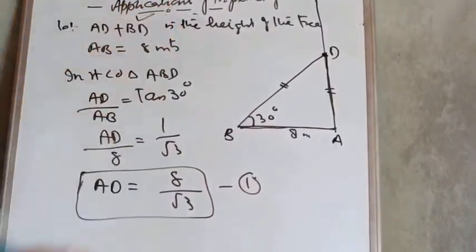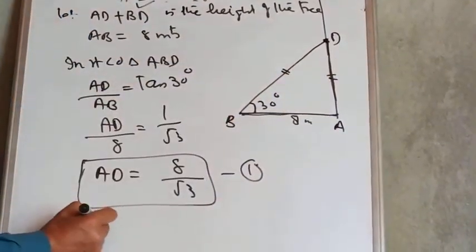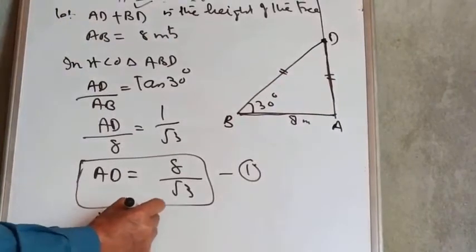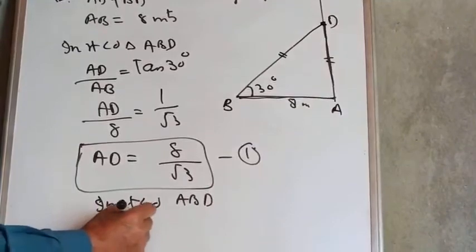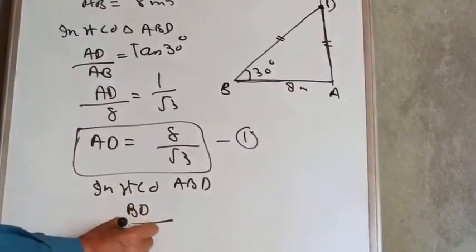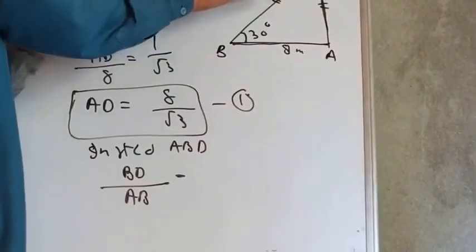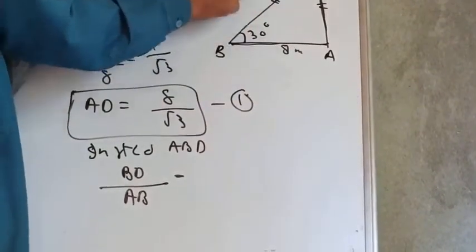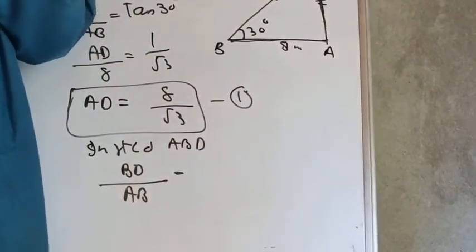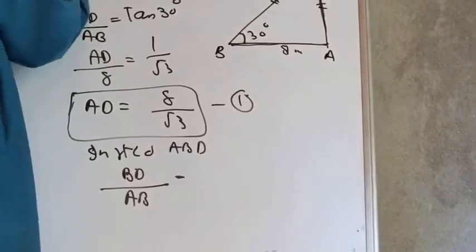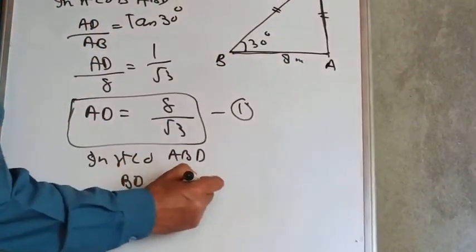Second, we need this BD. BD is the hypotenuse here. Now, in the same right angled triangle ABD, this BD divided by AB, this is hypotenuse by base. Base by hypotenuse is cos theta. What is hypotenuse divided by base? It is sec theta. So this is sec 30.